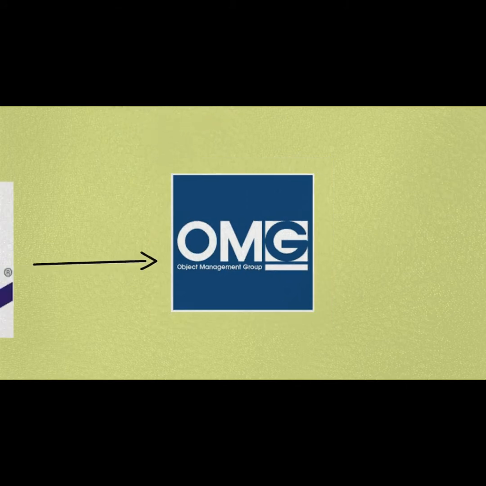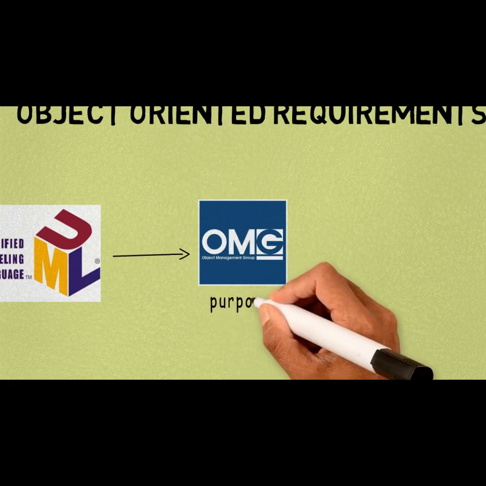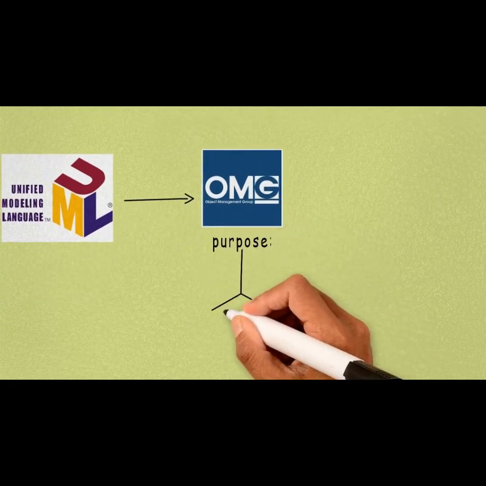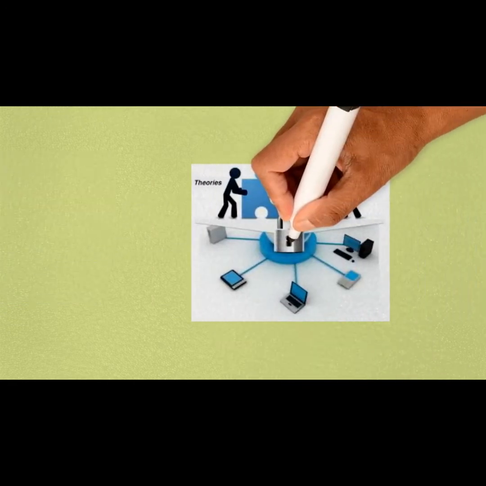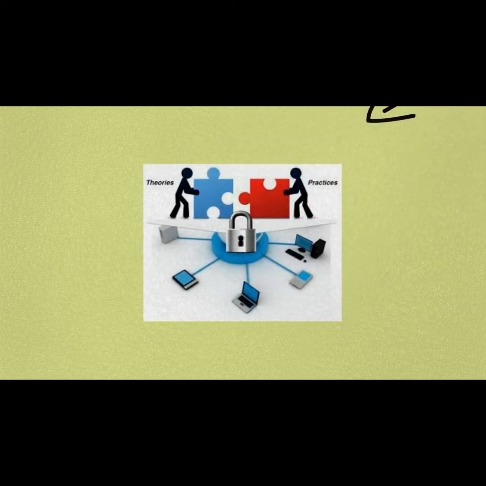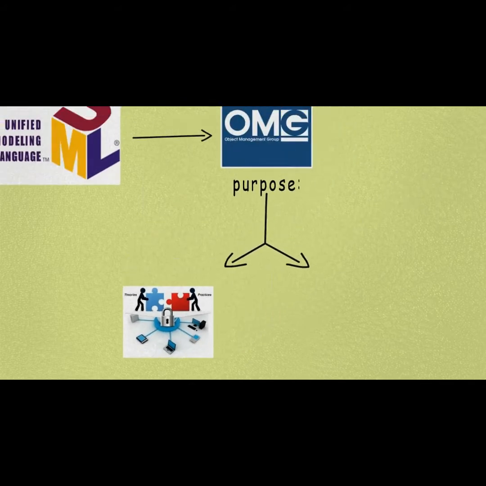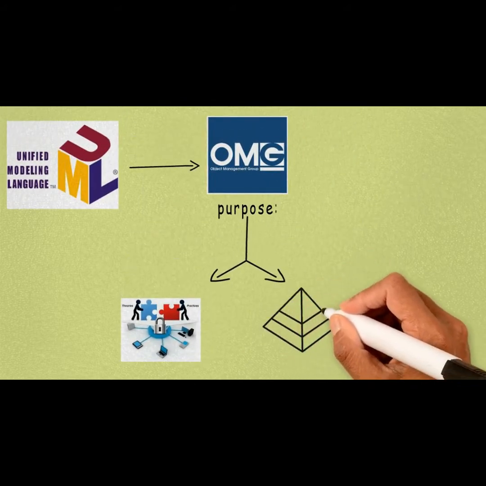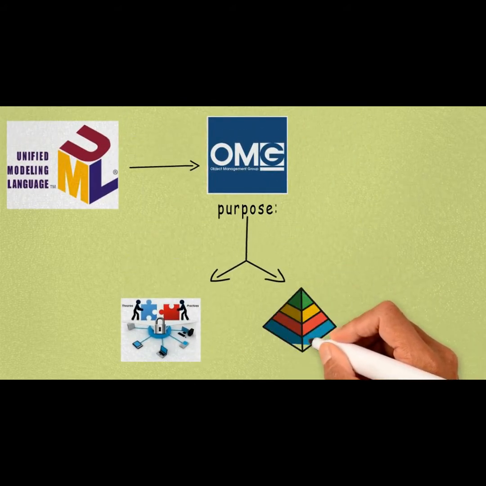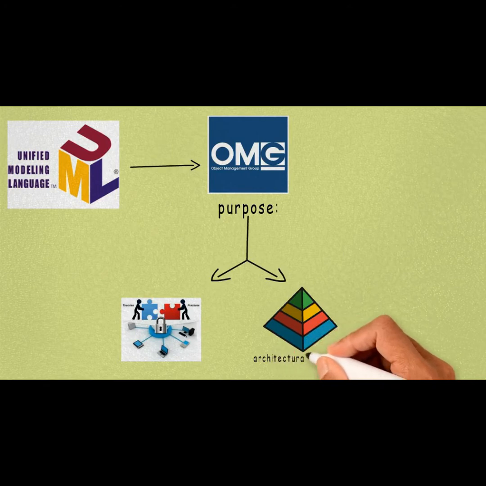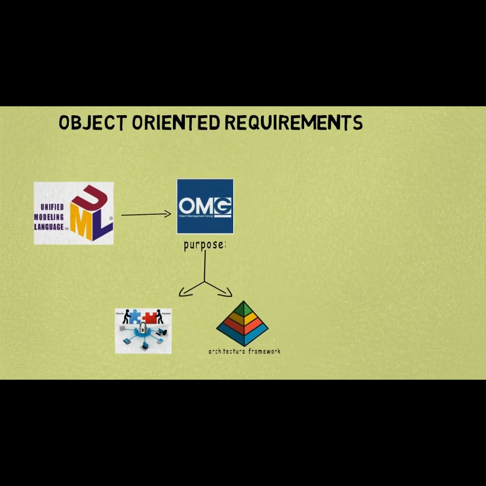The purpose of this Object Management Group is, the first one, to promote the theory and practices of object-oriented technology for the development of distributed systems, and the other one is a common architectural framework for object-oriented.